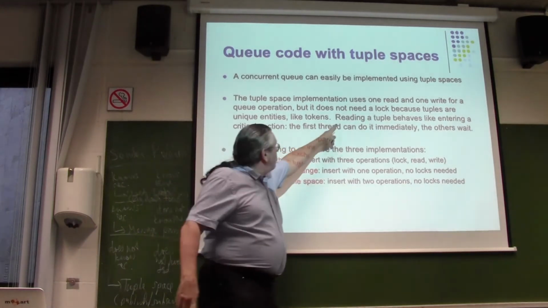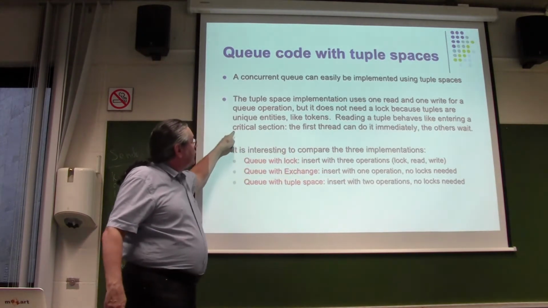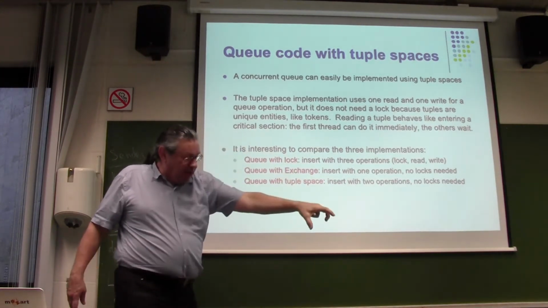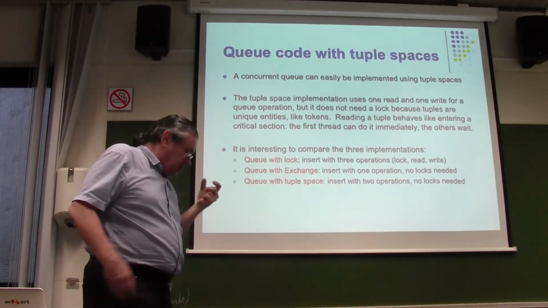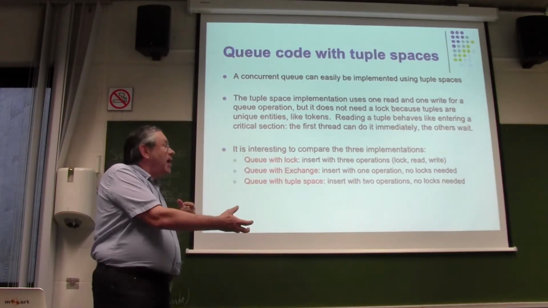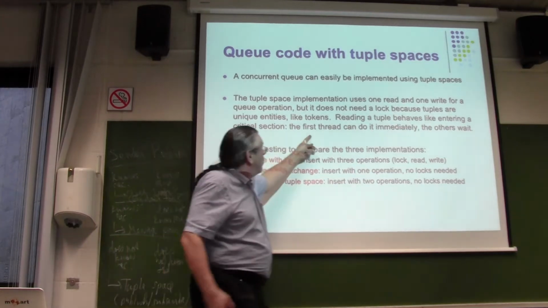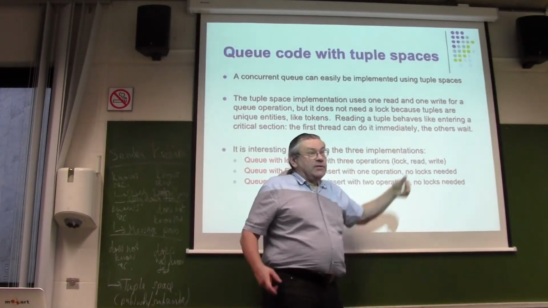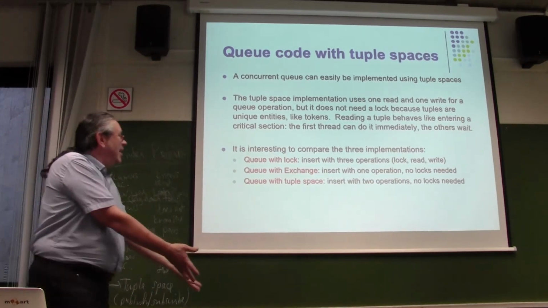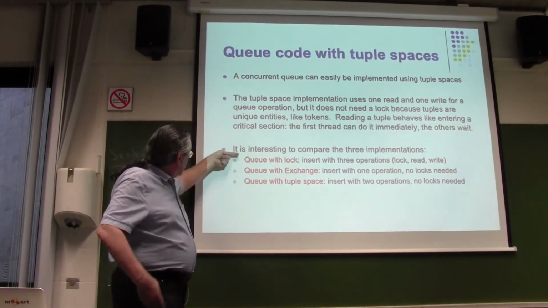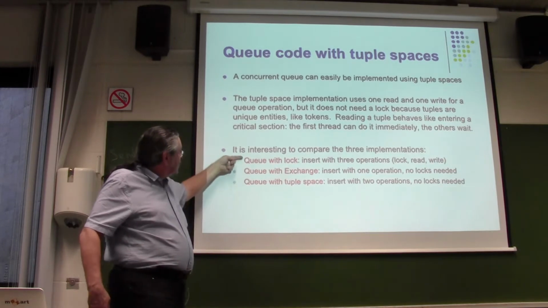So reading a tuple is like entering a critical section. When you read the tuple, you remove it from the tuple space, so it's not there anymore. The first thread can do it, but once the first thread does it, the second thread cannot do anything because there's no more tuple, okay? So we've seen three implementations.